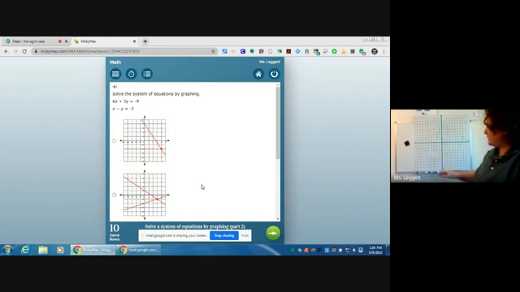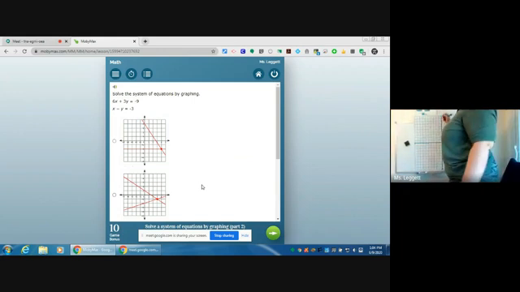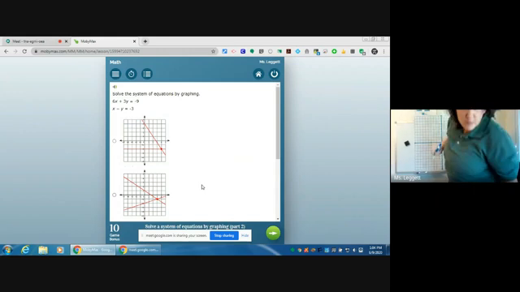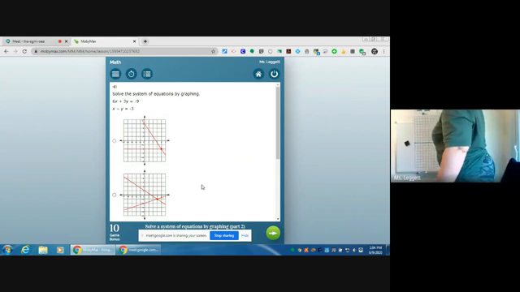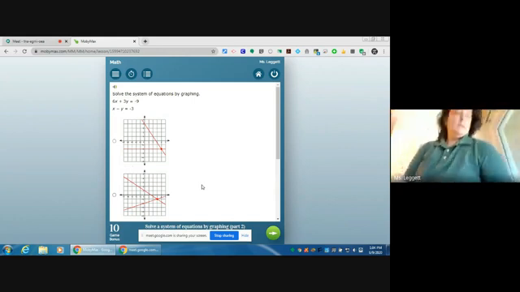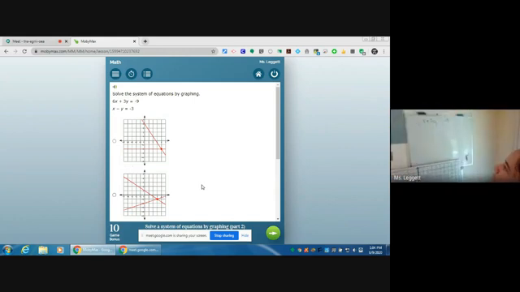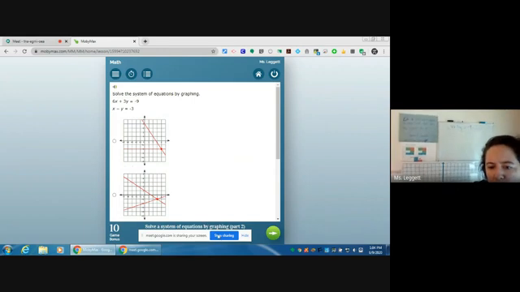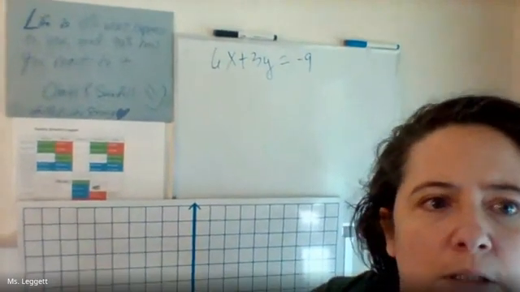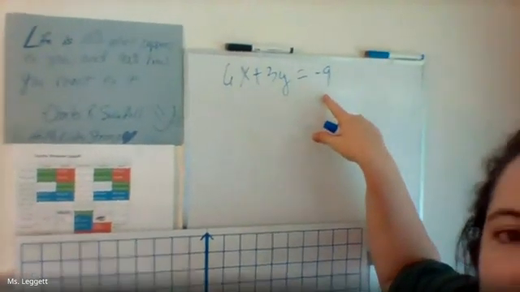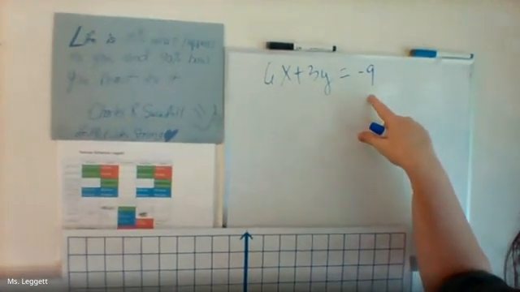Okay, let me write this down on the board and then I'll show you the work that we're going to do. So I'll start with the first one, 6x plus 3y equals negative 9. Okay, so let's stop sharing, and then let me go back to my meeting. Okay, so 6x plus 3y equals negative 9.